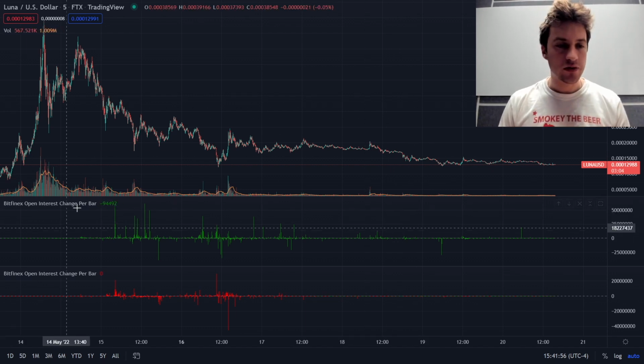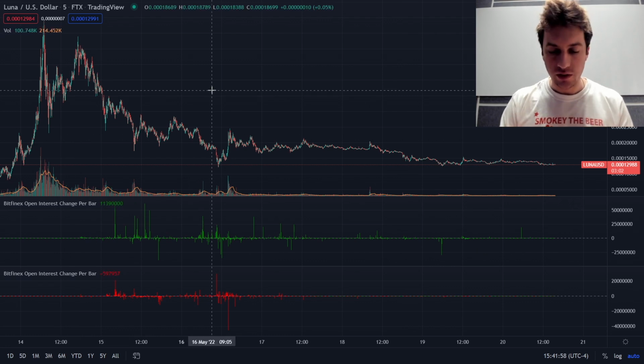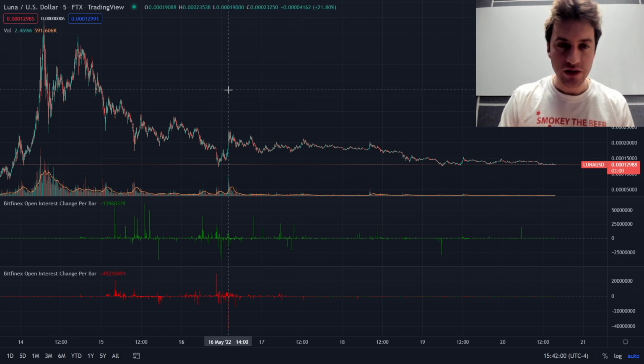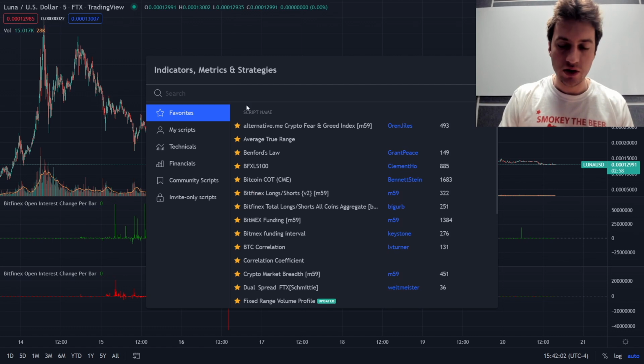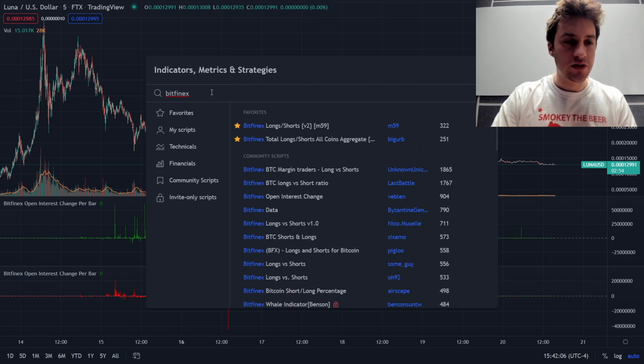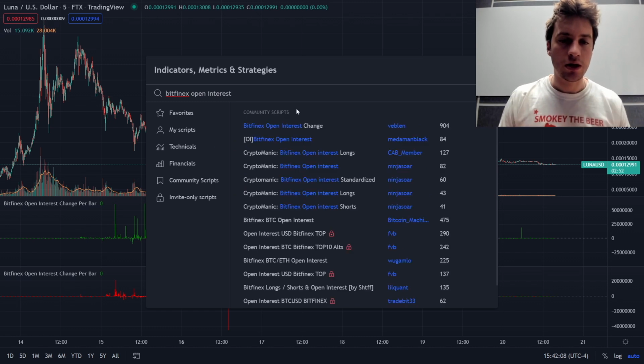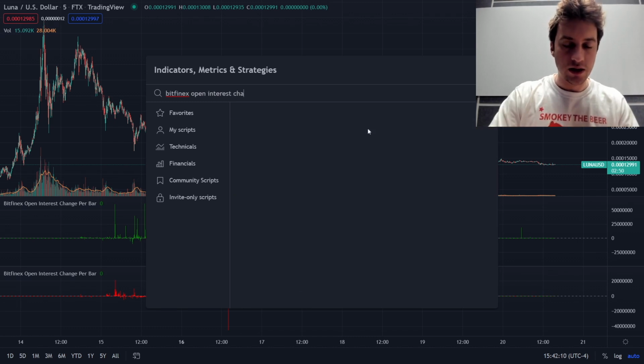can use TradingView to get position data for Bitfinex, for Luna, or really any other token that trades on Bitfinex. So in order to get this set up before we go into the strategy of it, if you hit / on TradingView, which is also the question mark, and then you type in Bitfinex open interest, this is the indicator right here.